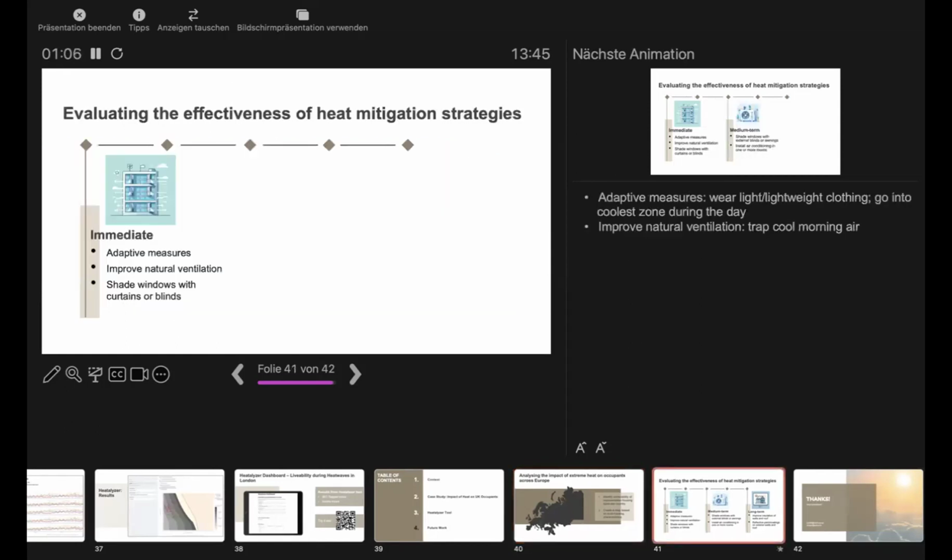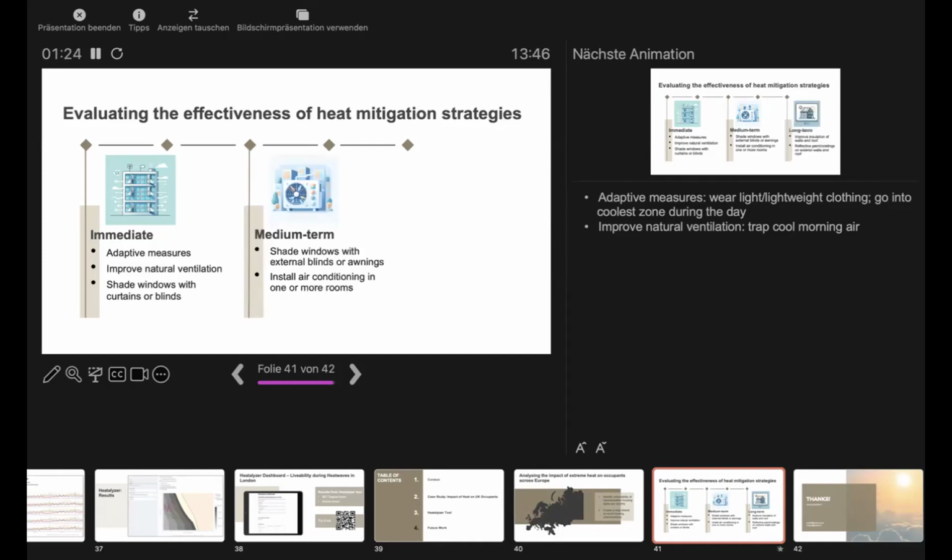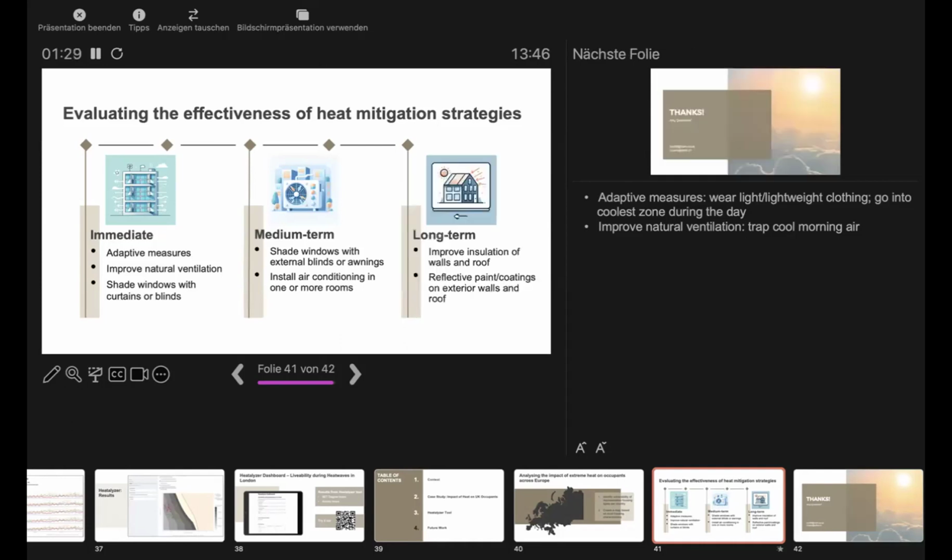And another thing is, with the tool that I have, like this Heatalyzer, we could also evaluate the effectiveness of different mitigation strategies. So for example, if you would shade windows, what kind of impact would this have during the heat waves? Which would be very immediate solutions, but also if it's installing air conditioners, what kind of difference would that make? Or longer term, you could also, of course, improve the insulation or put some reflective painting on the walls or the roofs, which would help during heat waves.